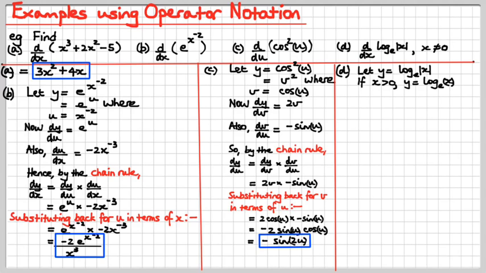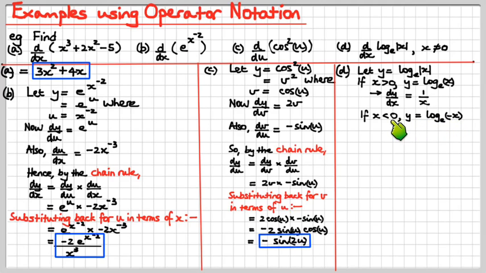Now, we know that the derivative of log of x is 1 over x from the first screen that we had in this video. So there we've got that one sorted out. That's basically no problem. But this is a bit different. If x is less than 0, then y would be, now, why would this be? I'll show you.